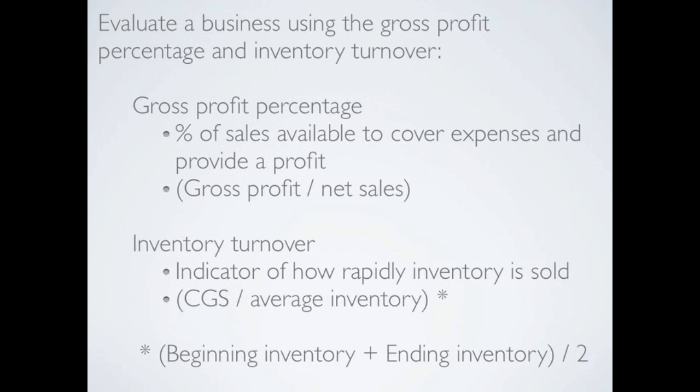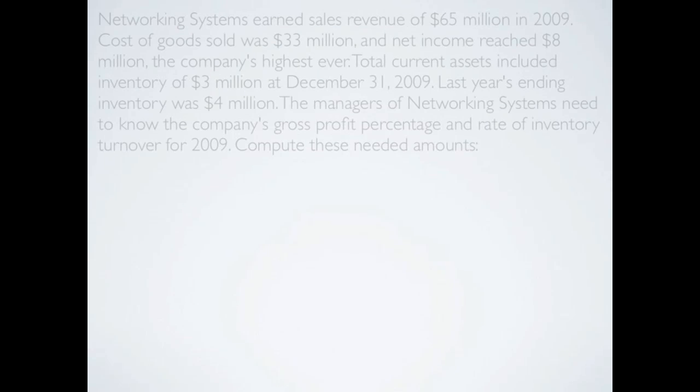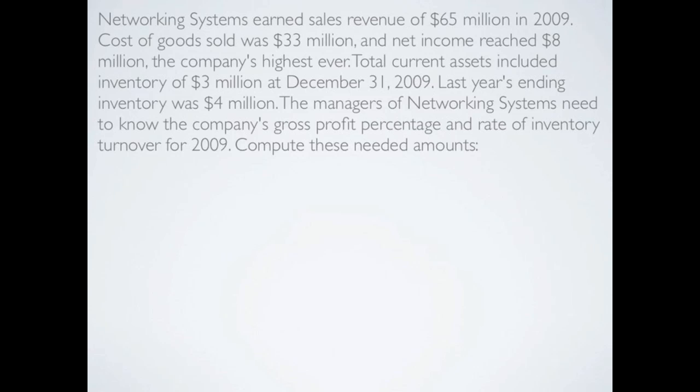So let's look at an example of these two ratios here. Networking Systems earned sales revenue of $65 million in 2009. Cost of goods sold was $33 million, and net income reached $8 million, the company's highest ever. Total current assets included inventory of $3 million at December 31st, 2009. Last year's ending inventory was $4 million. The managers of Networking Systems need to know the company's gross profit percentage and rate of inventory turnover for 2009. Compute these needed amounts.